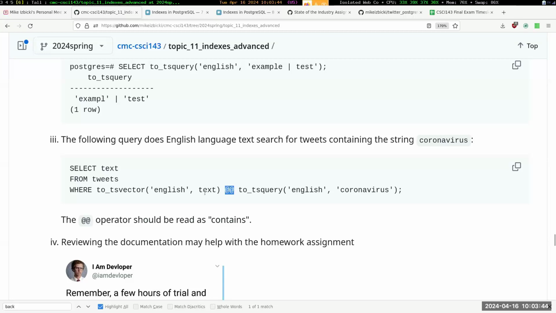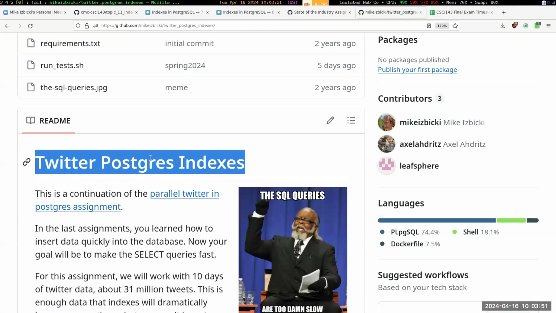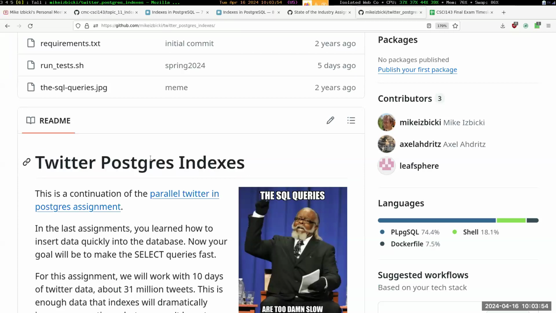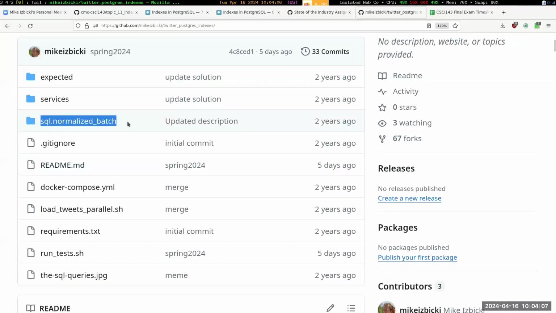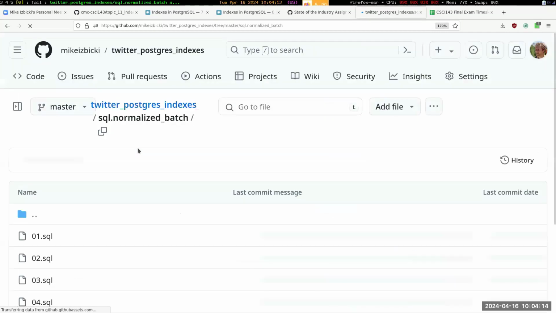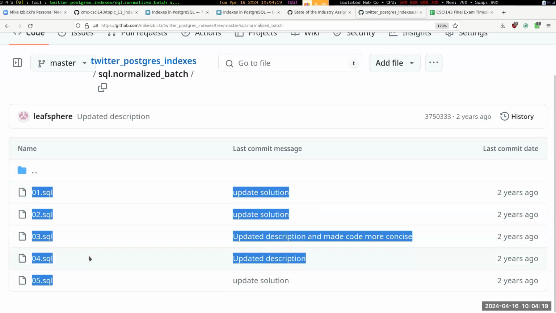Maybe before I do that really quick, I'm going to jump over to our homework assignment, this Twitter Postgres indexes, and we'll just take a look at where this is coming up inside of this assignment and to get a high-level idea of why you need to know what we're talking about next. So again, I'm looking at your last final homework assignment right here, and I'm going to go to this SQL normalized batch folder right here. This folder contains 5 queries inside of it. And one of your jobs in this homework assignment is to write indexes that will speed up these 5 queries.